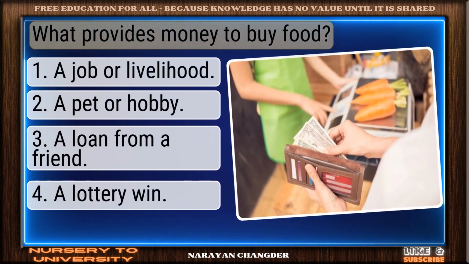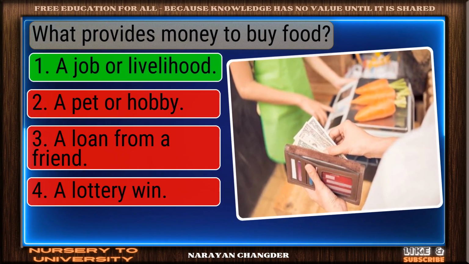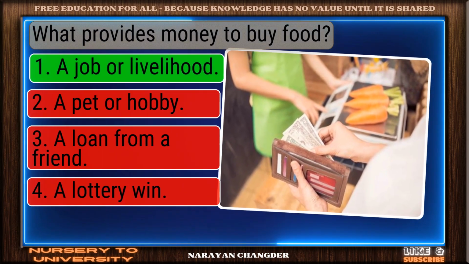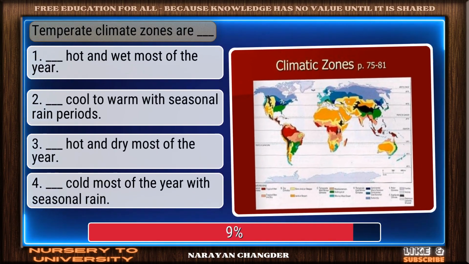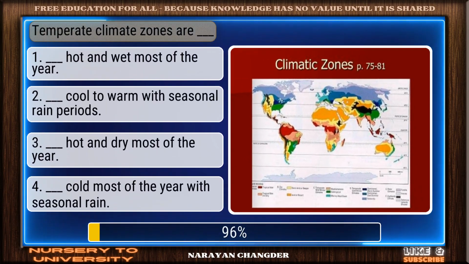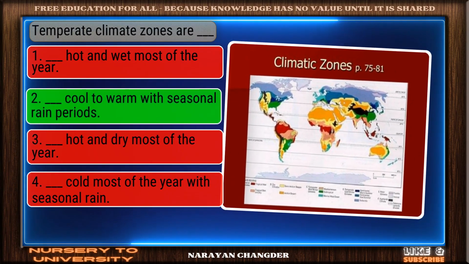What provides money to buy food? Strong choice. A job or livelihood is the right answer. Temperate climate zones are dash. Bravo. Dash cool to warm with seasonal rain periods is the answer.